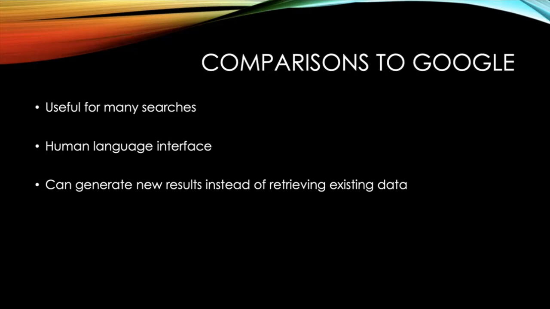If you were to go to Google and ask how do I do something in Excel, it would probably find you the Excel help page. It would find a particular page where someone's already written that out. But it will instead use its algorithm to generate new results that are tailored to what you've asked it.